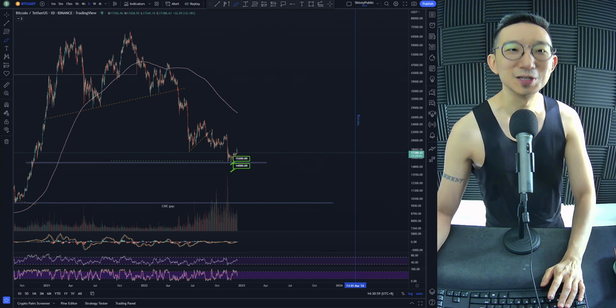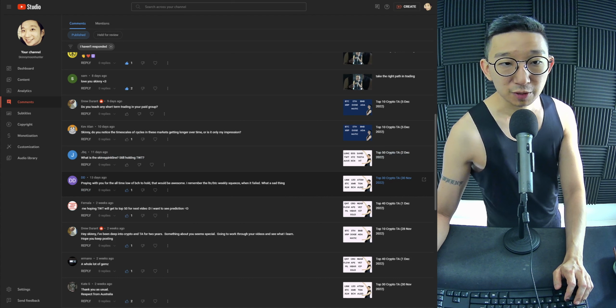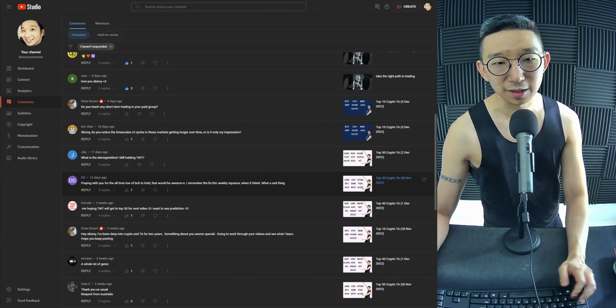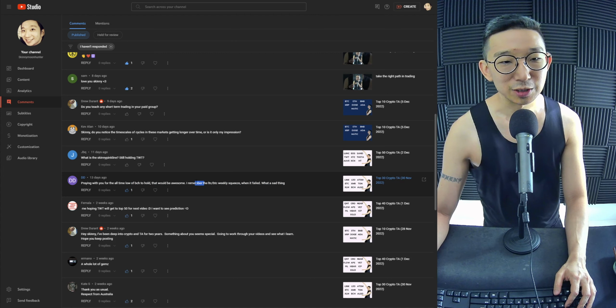What's the skinny pink line? Still holding Trust Wallet. What is the skinny pink line? 314 moving average. It would be awesome for the all-time low of BCH to hold. But if Bitcoin drops, then I think more likely than not, Bitcoin Cash is going to fall as well, right? Yeah, I know. What a setting. I think I've been through this.